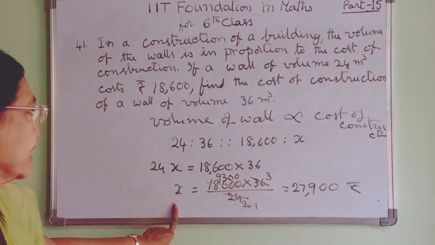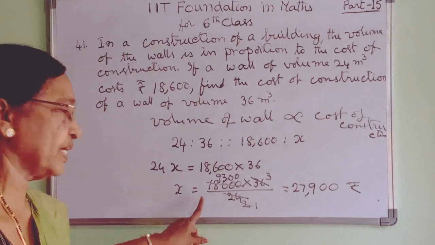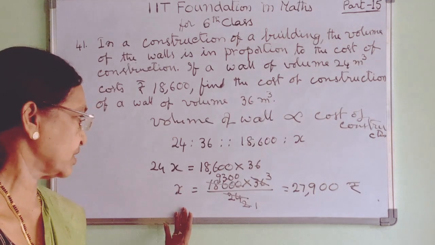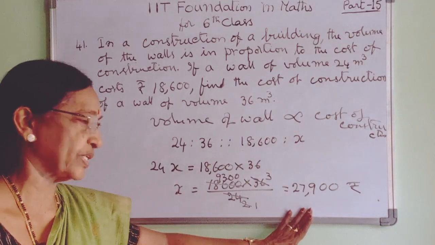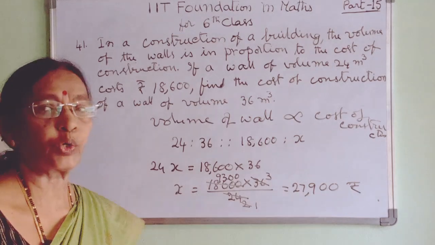X, that is the cost of construction of the second wall. So, the cost of construction of the second wall is 27,900 rupees.